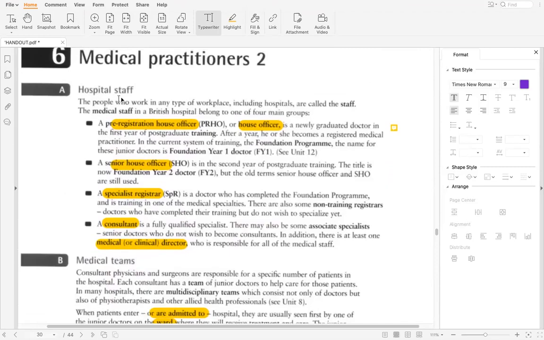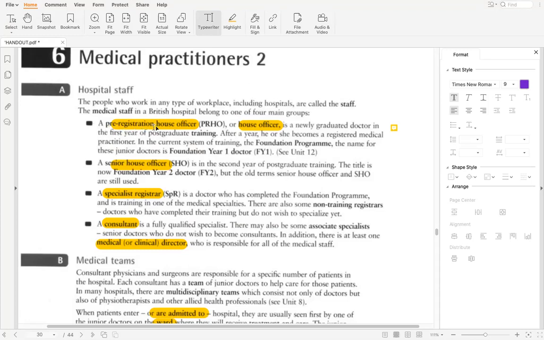Hospital staff. The people who work in any type of workplace, including hospital, are called the staff. The medical staff in British Hospital belong to one of the 4 main groups. This system is mainly in Britain. So we will take these titles quickly and see their equivalent here in Egypt.